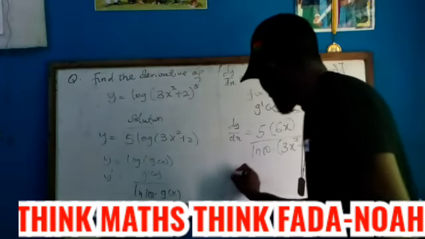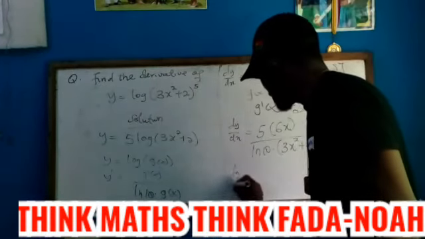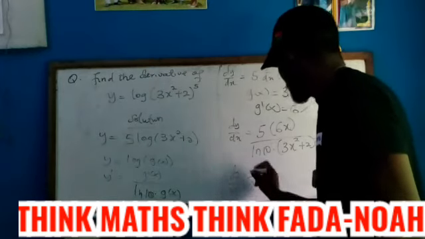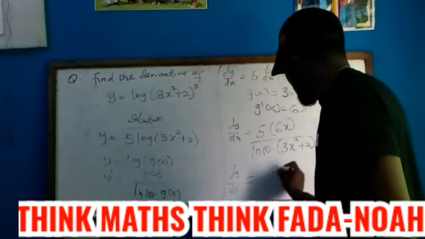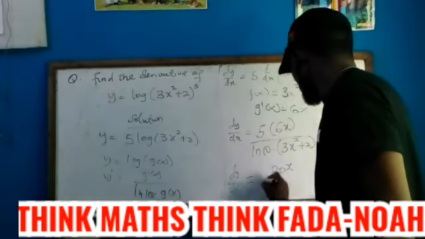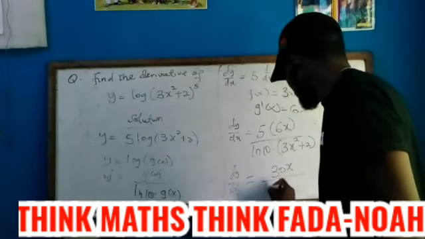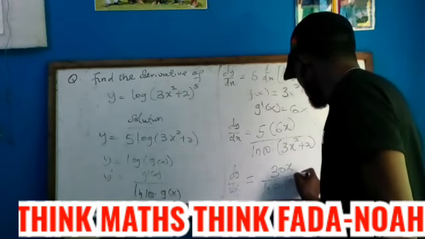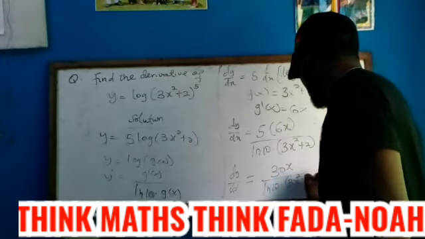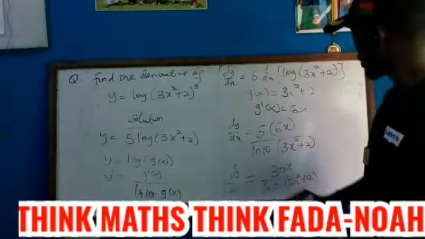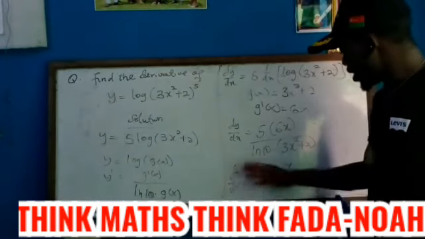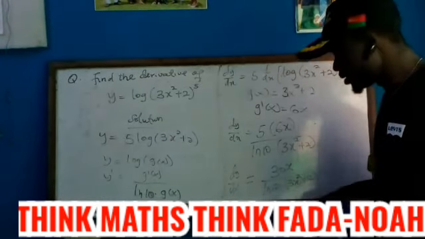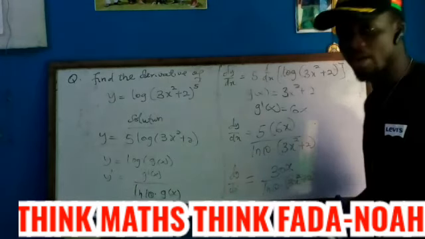So our dy dx is finally equal to 30x over ln 10 times 3x squared plus 2. So this is our dy dx, 30x over ln 10 times (3x squared plus 2).